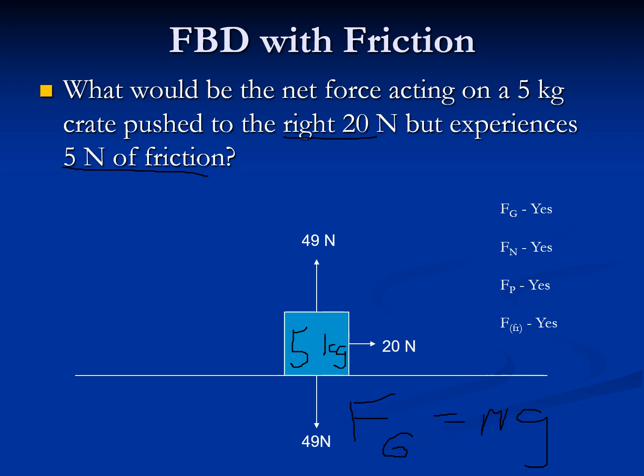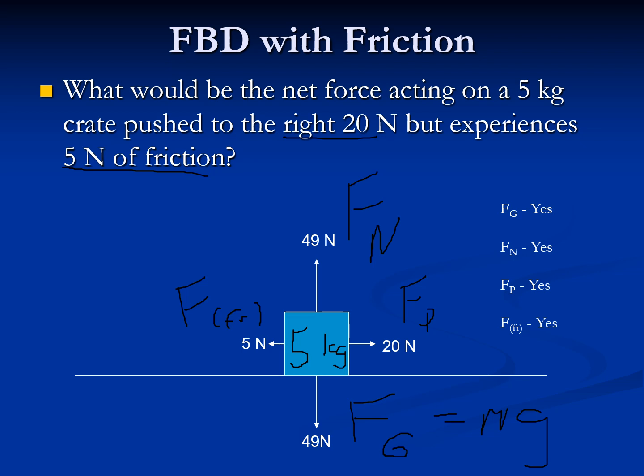And if you're pushing something to the right, friction must be going to the left. There it is. There's your free body diagram. Gravity, normal, external push, and friction. Nice. So how do you get a net force from this?